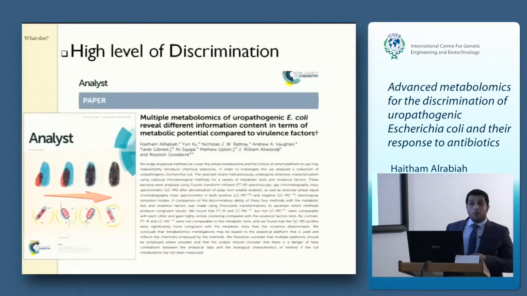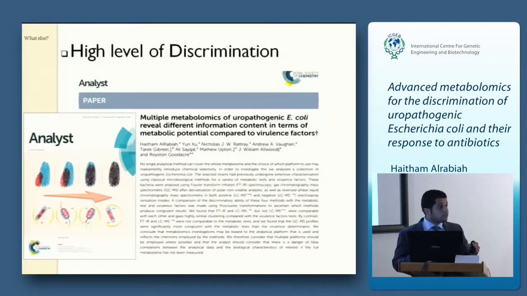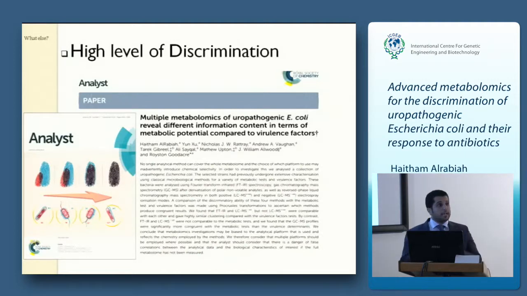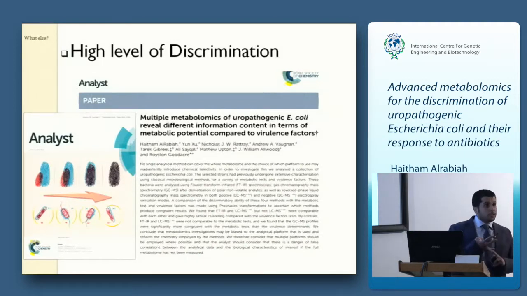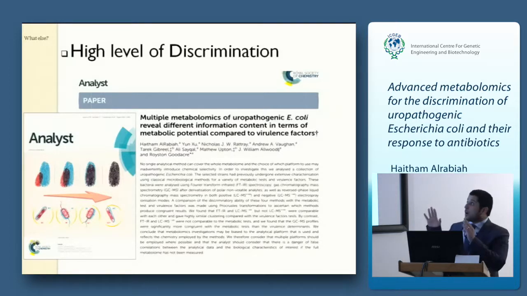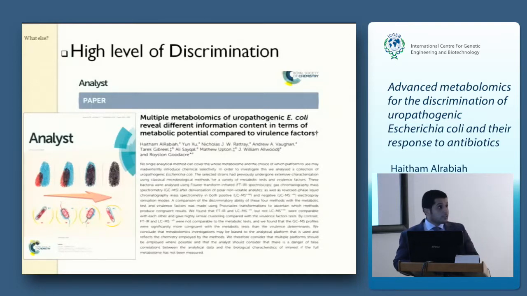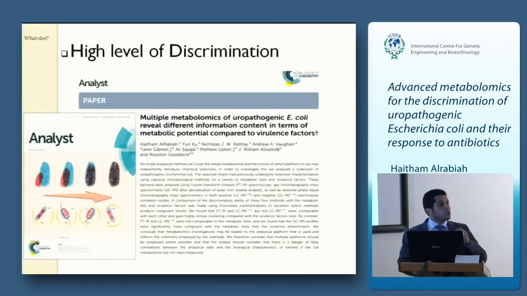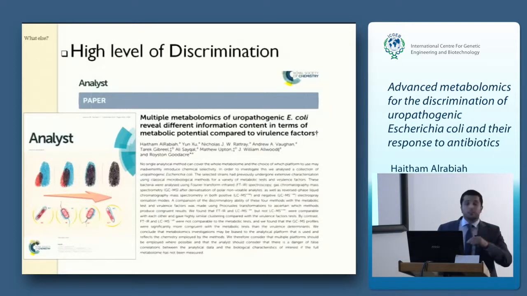Here it's more comprehensive. We used four metabolomics platforms, FTIR, GC-MS, and LC-MS in both negative and positive mode, investigated using 11 uropathogenic E. coli isolates. This time, these isolates are from the same sequence type. So we tried to move to a more advanced level and see to which level we can discriminate.